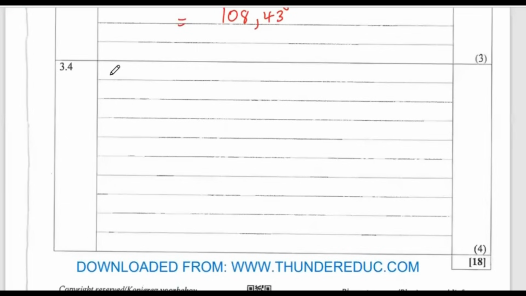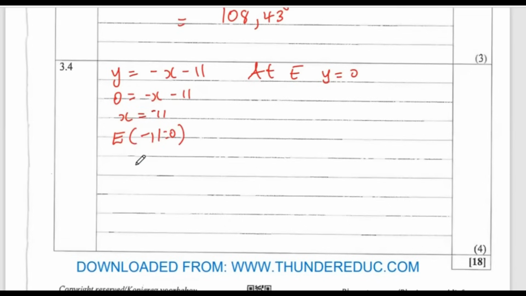So I'm going to say from y is equal to negative x minus 11, we know that at E, y is also 0. So where there is E, I'm going to put a 0 where there is y. So 0 is equal to negative x minus 11. Move the x that side, which means x is negative 11. The coordinates of E are negative 11 and 0.